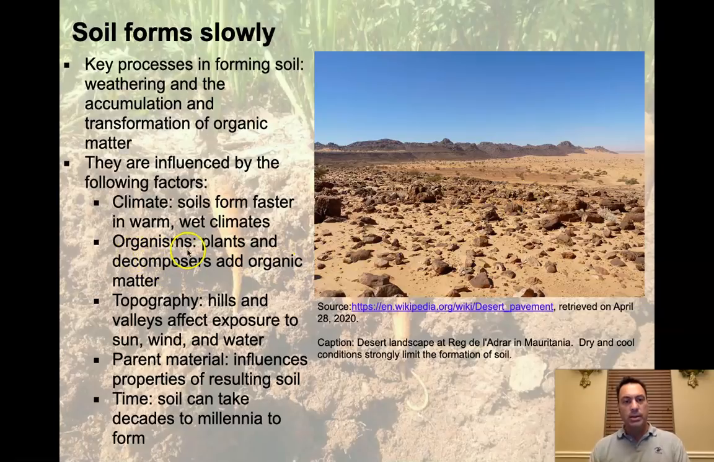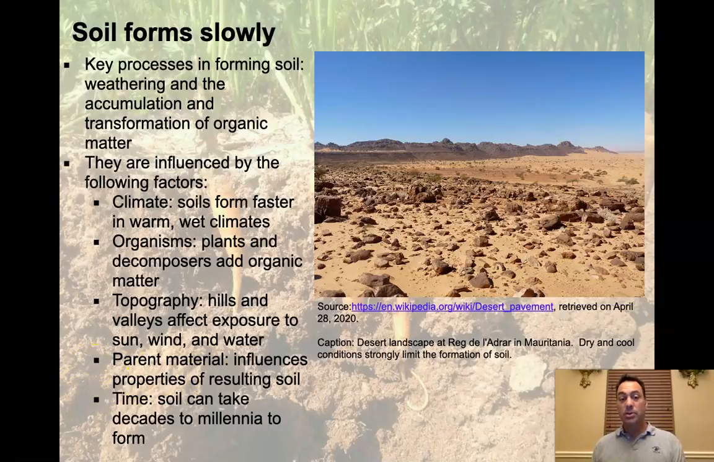Okay. The organisms play a role. Plants and decomposers add organic matter. If the decomposers aren't there, you don't get the humus. And if you don't get the humus, you don't get the soil formations that's plant supporting. Topography plays a big role. This is the way that the hills roll up and down. So hills and valleys affect exposure to the sun, wind, and water, which of course the sun gives you the energy. The wind is going to give you that weathering, and so is that water is going to give you both the physical and the chemical weathering components.